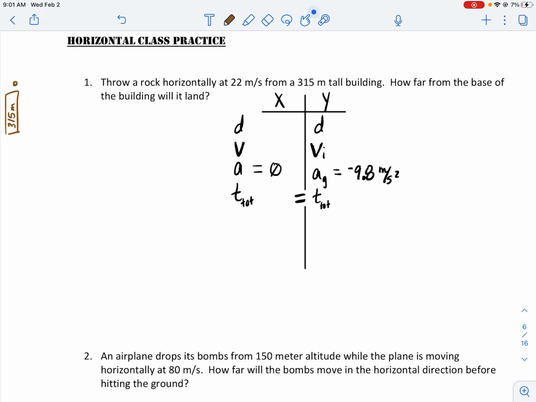And so we're going to take our rock. We're going to throw it forward or horizontally with this speed of 22 meters per second. Now the rock is going to go forward and fall, something like this. And the question is asking how far from the base of the building.